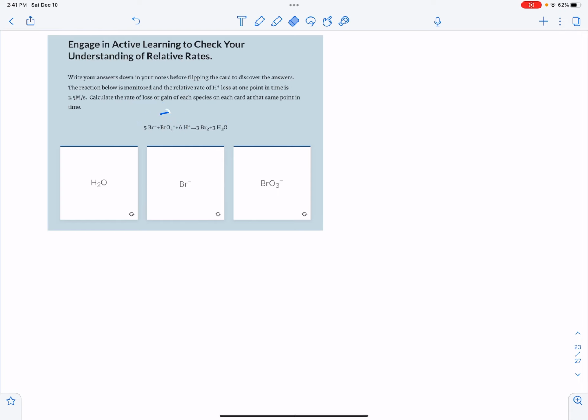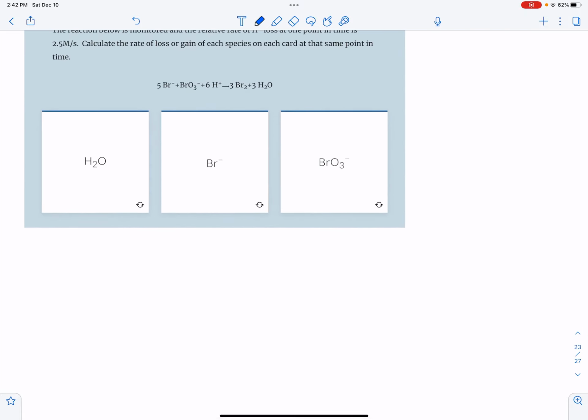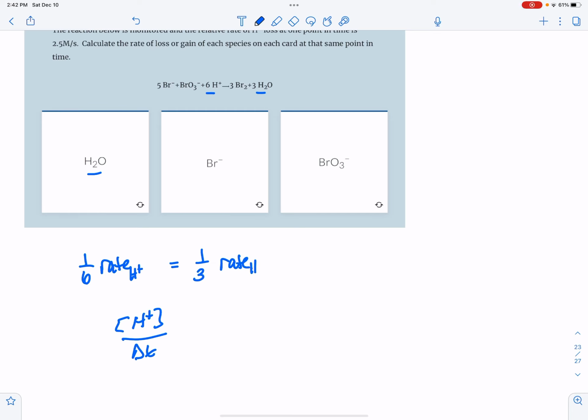All right, so here we go. So the reaction is monitored. The relative rate of H plus loss at one point in time is 2.5 molarity per second. Calculate the rate of loss or gain of each species on each card at that same point in time. So in this case, I'm going to relate H2O to this one. And so I can say 1/6 times my rate of H plus. I can write it as this also. It's just faster to write it as rate of H plus. So 1/6 of that is equal to 1/3 of the rate of water.